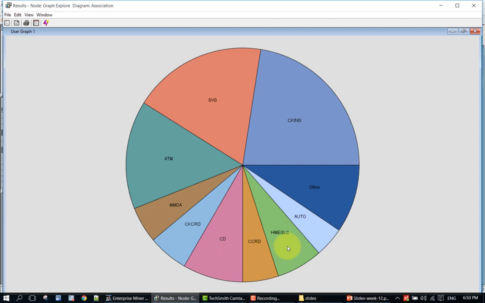and this is. Do you know what this is? Sean, you familiar? Only homeowners. This is only relevant to homeowners. And auto is the auto loan. It's a small piece of the pie, but other, including all else.